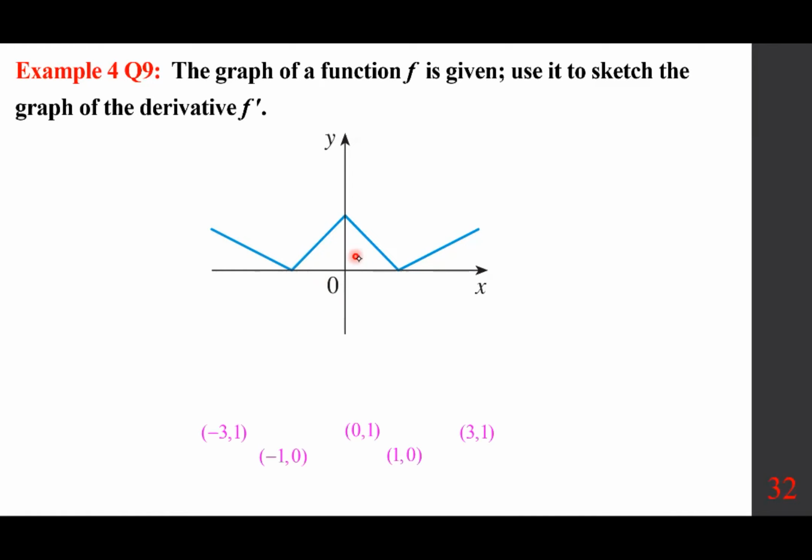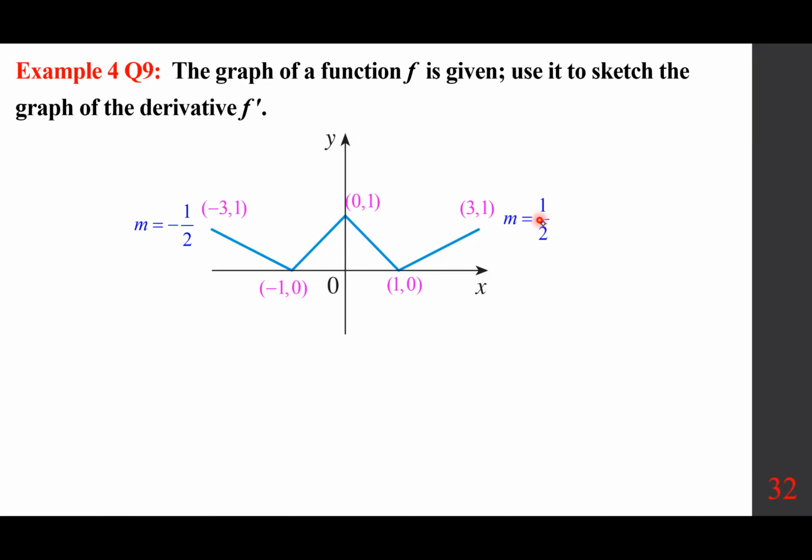So let's plug in the pairs, assuming this is -3, 1, -1, 0, 0, 1, so on and so forth. We can calculate the slope for all of them. I'm assuming everybody can calculate the slope. Simply put, you have this pair and this pair. Calculate the slope, which is rise over run. So 0 minus 1, y sub 2 minus y sub 1 over x sub 2 minus x sub 1, and we get -1/2.